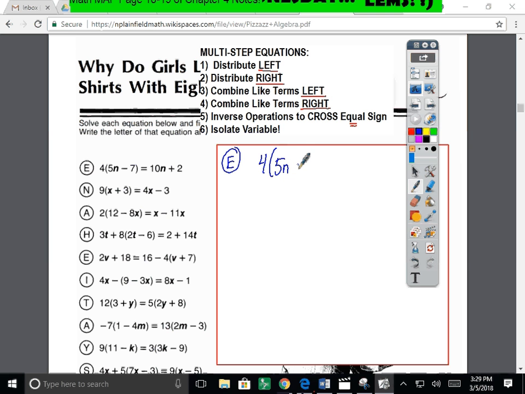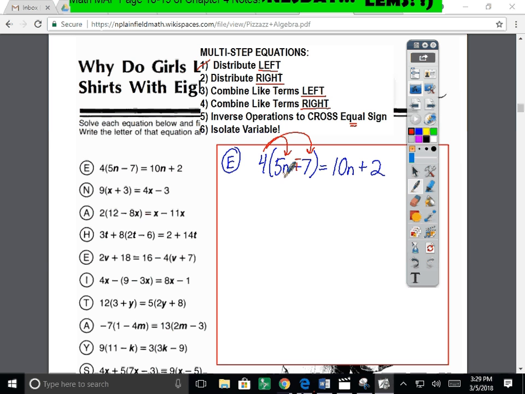Let's take our first example here, letter E, and I'm just going to copy down exactly what we were given. 4 times the quantity of 5n minus 7 equals 10n plus 2. If I follow my steps from up above, my multi-step equations involving distribution, I check on the left first. So I do see a distribution here. I notice that this 4 is really being distributed across the quantity of 5n take away 7. Notice I am going to change my subtraction to adding the opposite. I think changing the minus to a plus, changing the sign, is a good idea to avoid dropping any signs along the way.